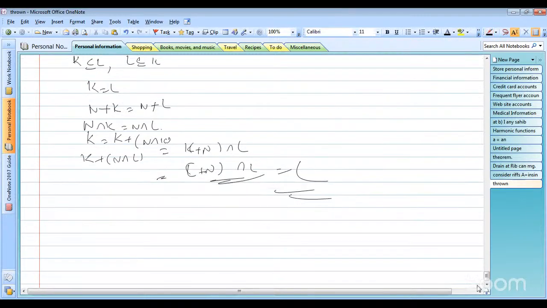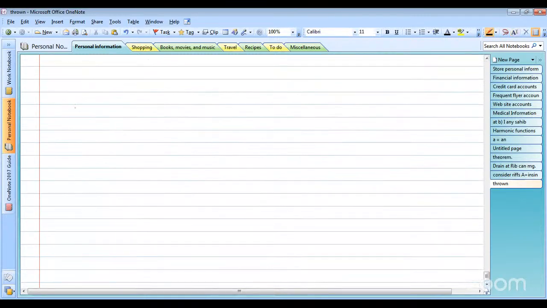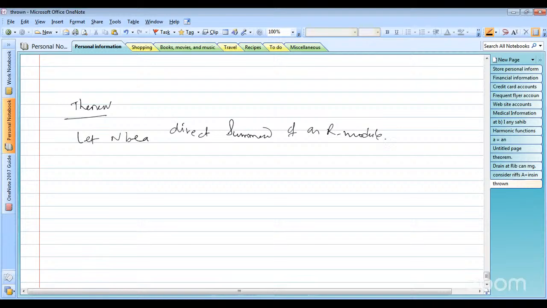Let N be a direct summand of an R module M and K a direct complement of M. So M by K is isomorphic to N, M by N is isomorphic to K. Since we know that the direct complement of N, we have N plus K is equal to M.